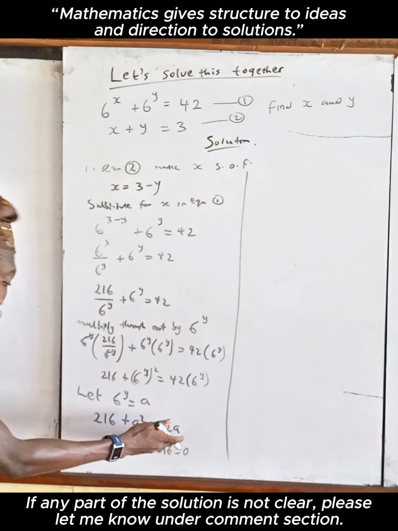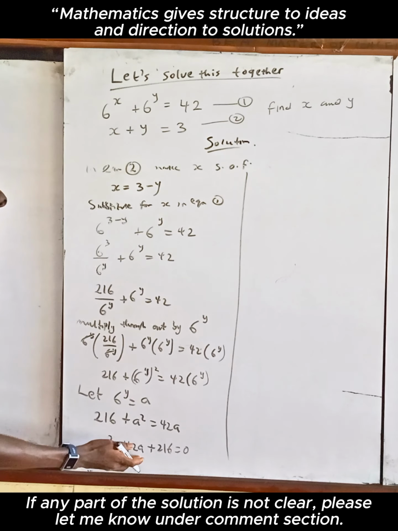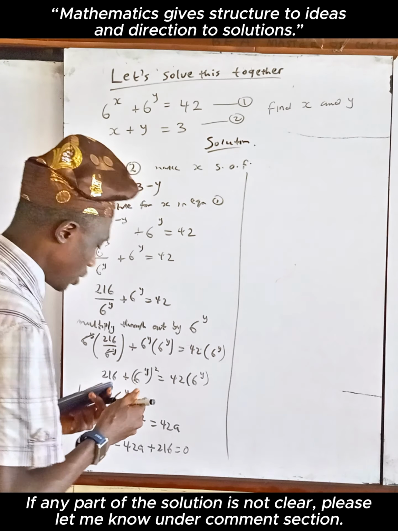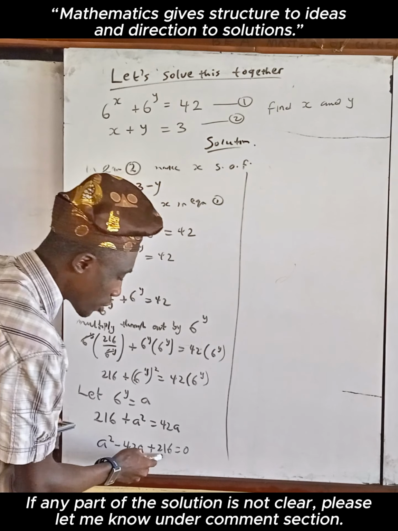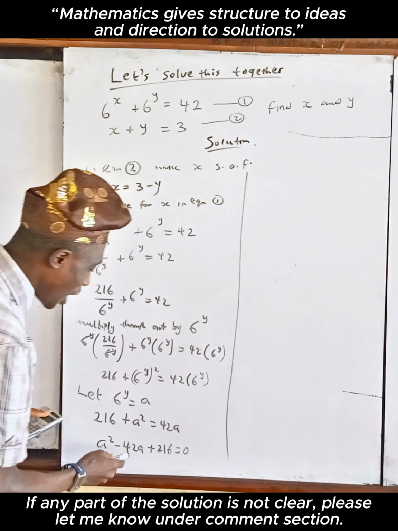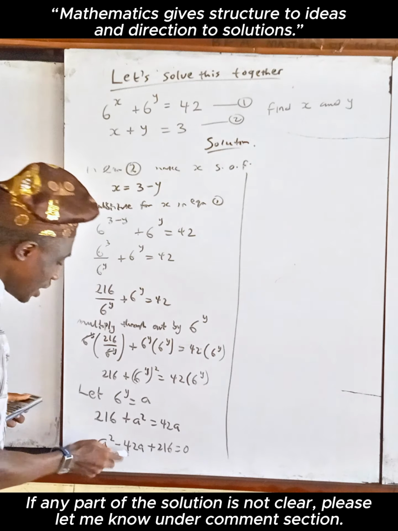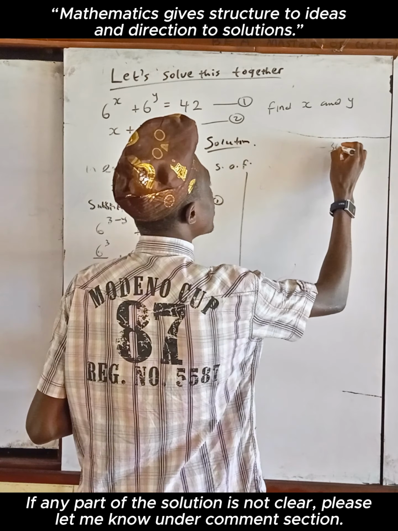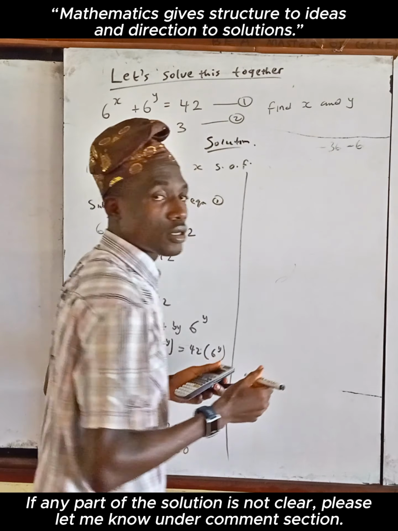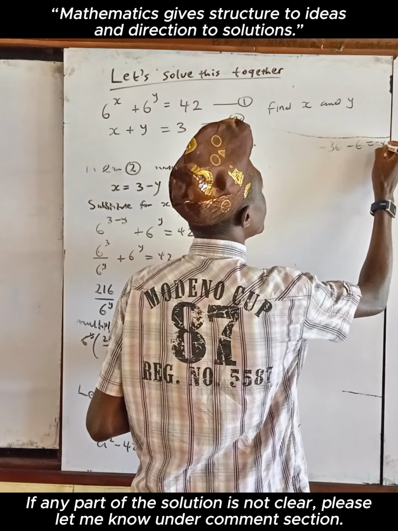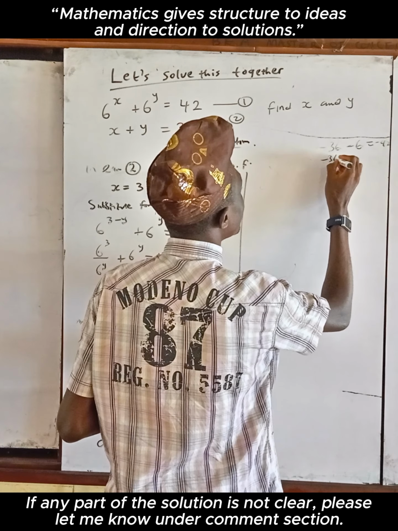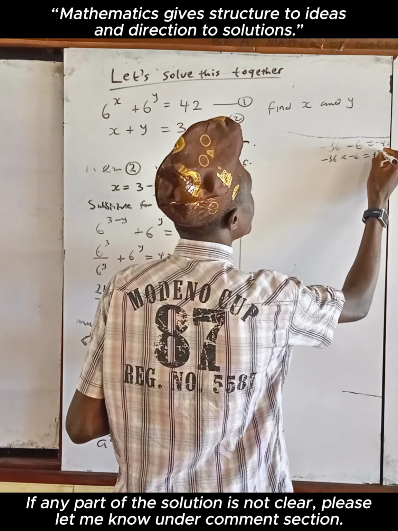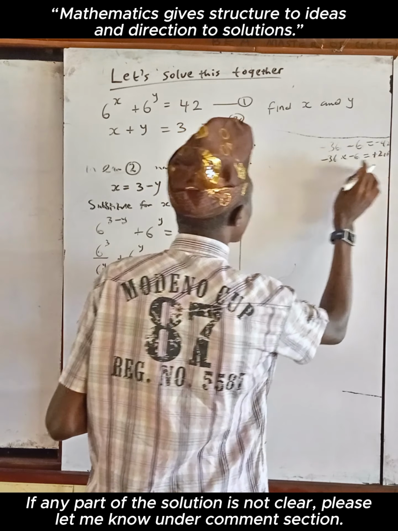This is positive 42a. If we move it to this place, it's going to turn negative. And we have positive 216 here. That is why we still have it in this place. What are those two numbers? If we multiply them, we are going to have 216, and if we add them together, we are going to have negative 42. It's going to be negative 36 and negative 6 for us to have negative 42. And negative 36 multiplied by negative 6 gives us positive 216. So we are going to go with this.